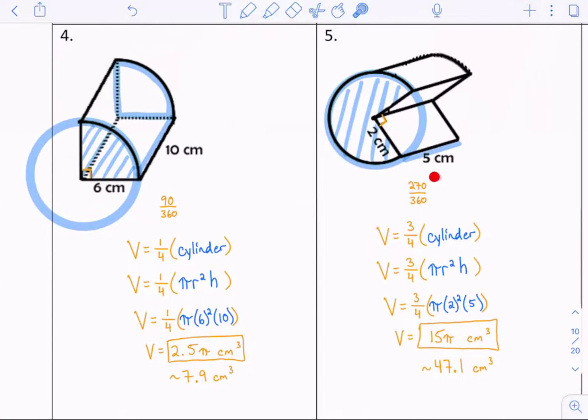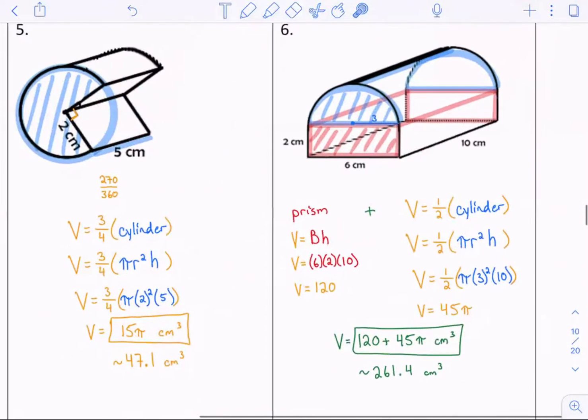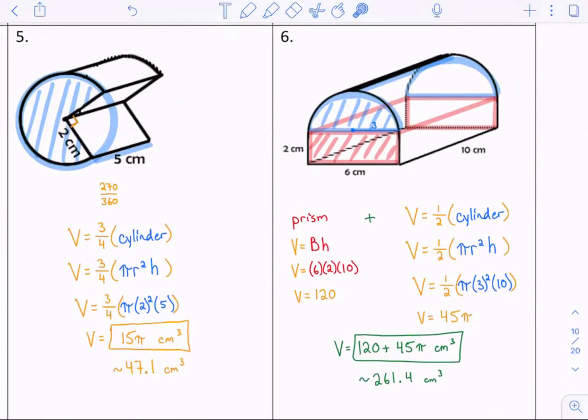I hope you were able to pick up that the Pac-Man looking one was about 3/4 or 270 out of 360 because you take out the 90 degrees here. And some of you are just good enough to pick up that that's 3/4. Here I have to add half of a cylinder with a prism.